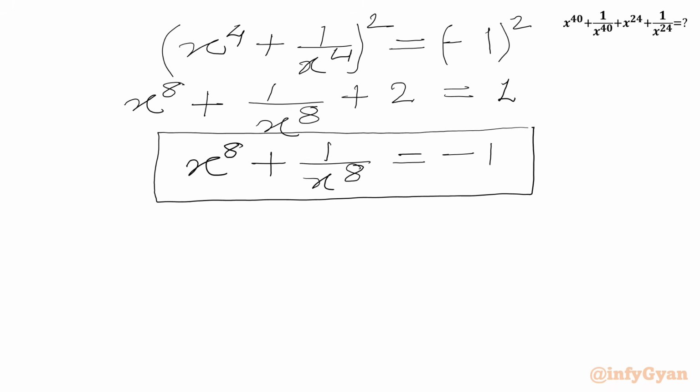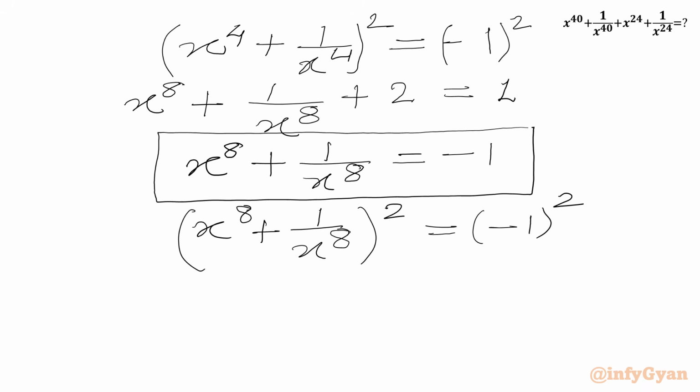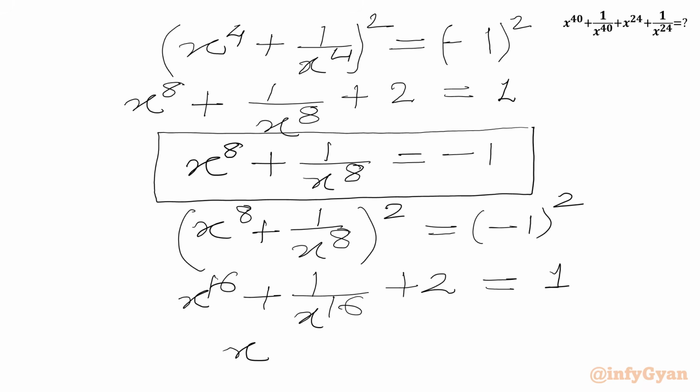Now x power 32 plus 1 over x power 32. We will square twice. So let us consider squaring x power 8 plus 1 over x power 8 whole square equal to minus 1 whole square. So we can write here x power 16 plus 1 over x power 16 plus 2 equal to 1. By subtracting 2 from both sides, we will be getting x power 16 plus 1 over x power 16 value 1 minus 2, which is negative 1.